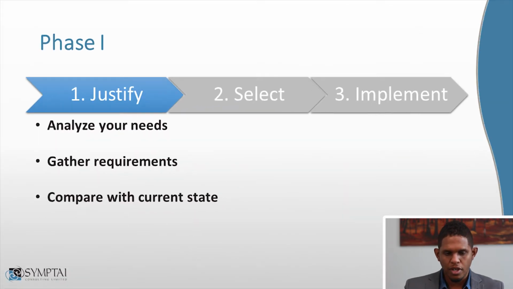So the first phase, we talk about justify. And again, we've limited this to just 3 main points that I believe are very crucial to making sure that we get a successful project off the ground. So the first thing is that we, of course, identify that we have a need, and we need to analyze those needs. Is it that we're having a problem that can be fixed with existing resources, or is it something that we need to start considering changing the process altogether?